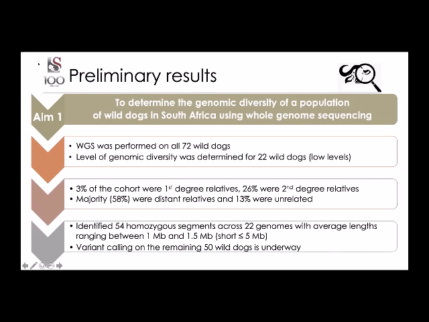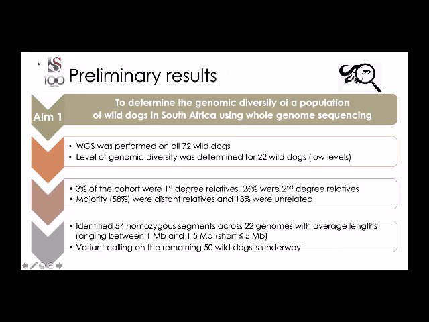So currently all 72 wild dogs have been sequenced. The sequencing of the 50 wild dogs was completed very recently, and therefore the level of genomic diversity has been determined for only the 22 wild dogs. Our initial results revealed low genomic diversity based on basic indices such as minor allele frequency and heterozygosity, indicating that the rare alleles have been eliminated as a result of drastic population declines.